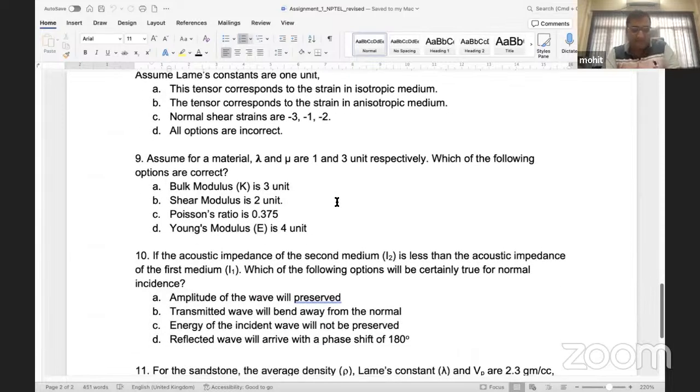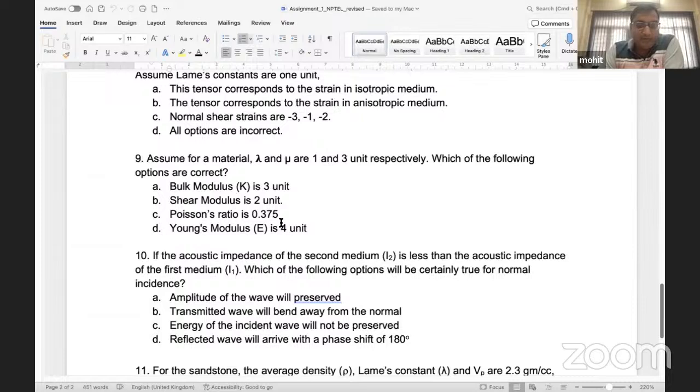Question number 9, you are given lambda and mu that are 1 and 3 units respectively, and which of the following options are correct. So you need to calculate bulk modulus. So bulk modulus K, if you can recall the formula, then K is equal to lambda plus 2 by 3 mu. So you can easily calculate that. Likewise, shear modulus mu is 3 units. So option B is incorrect.